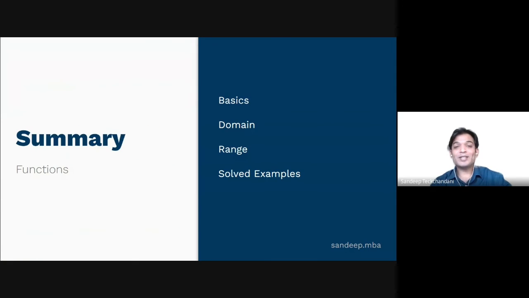So let's summarize. What did we learn in this video lesson? We started with the basics of functions. We learned that domain is equals to input and range is equals to output, and we learned these concepts with the help of solved examples. I hope my video lesson was clear and it will help you in your mathematics exams.